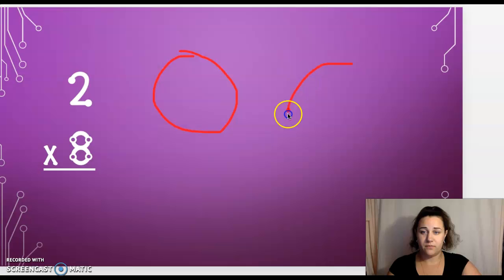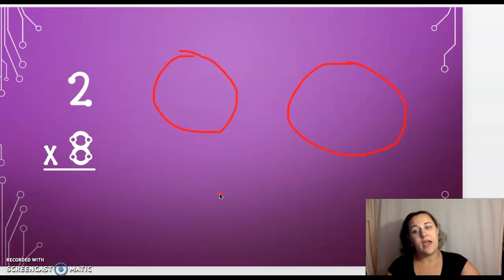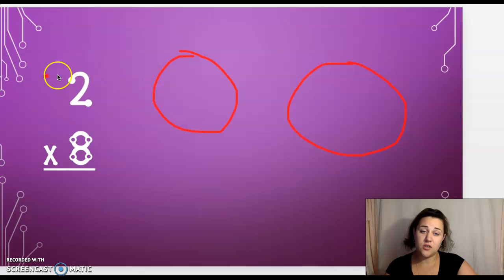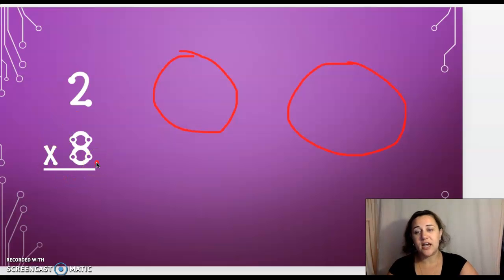1, 2. First step done. Now I need to figure out how many I'm going to put in these groups. Well, I already used my first number to make the groups. Now I can use my second number. And my second number is what? 8. Great job. So I'm going to put in 8 in each group.